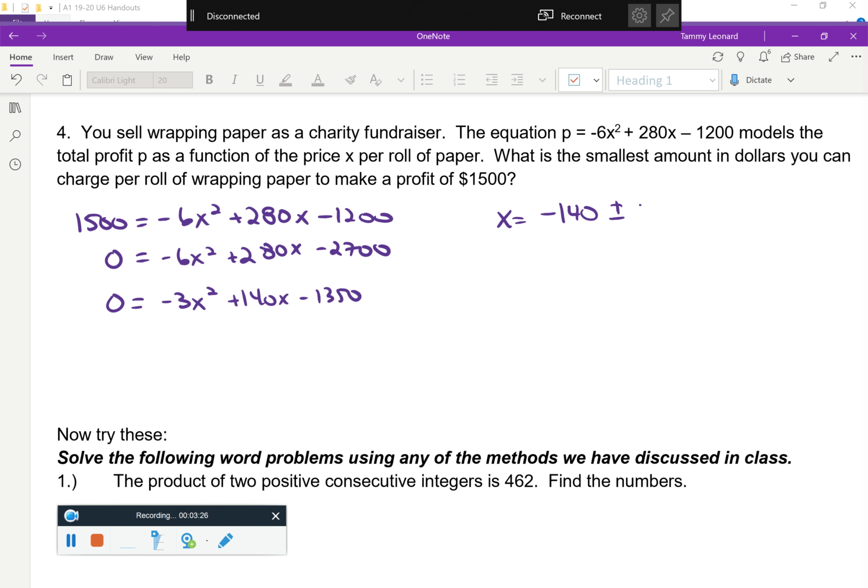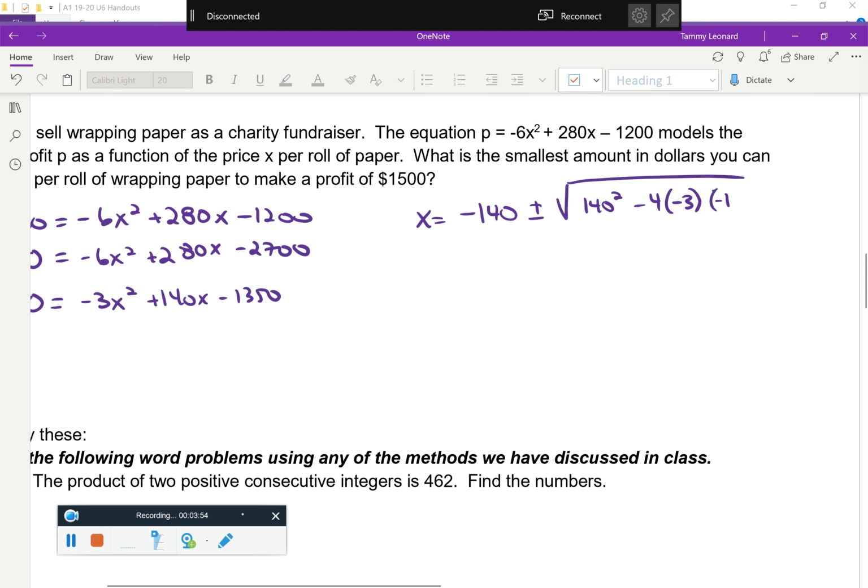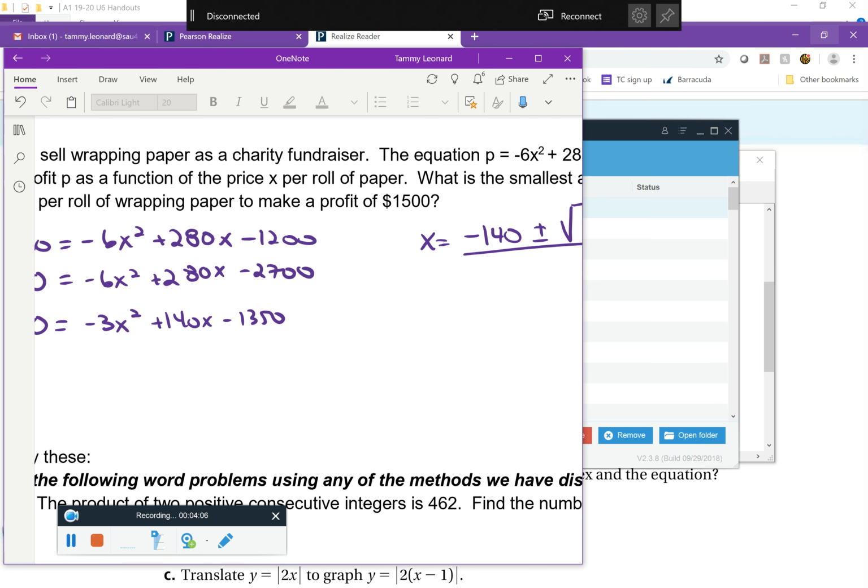Now, I'm actually not going to do the discriminant separately this time because we are going to put it into the calculator. So I'm going to do the square root of, I'm going to literally write it out. You already told me that opposite of B is negative 140. That means B is just 140, and that's supposed to be squared. Minus 4 times A. What's A right now? Negative 3 times C. Yep, negative 1,350. All divided by 2 times, what was A again? Negative 3.